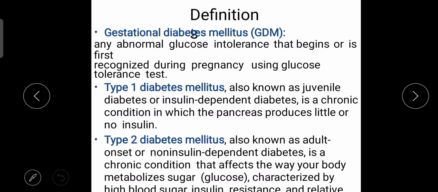Type 2, also known as adult onset or non-insulin dependent, is a chronic condition that affects the way your body metabolizes sugar, characterized by high blood sugar, insulin resistance and relatively low insulin. So in type 1, the pancreas will not produce the insulin, so you have to give insulin from the outside. But in case of type 2, the pancreas will produce the insulin, but our body will not metabolize the sugar properly, so for controlling that, we have to give insulin from the outside.